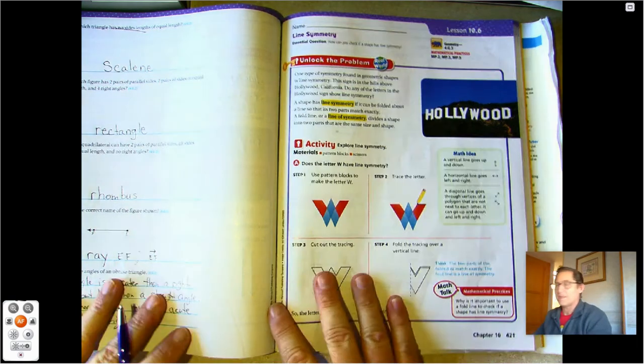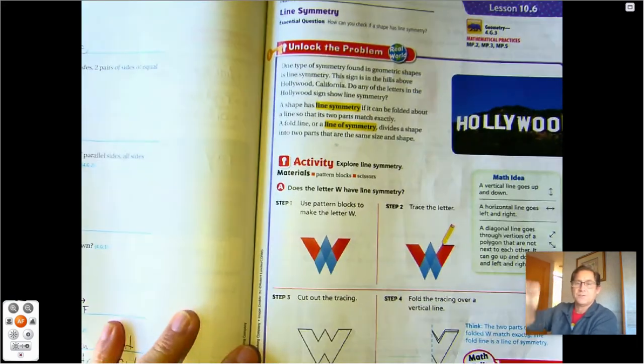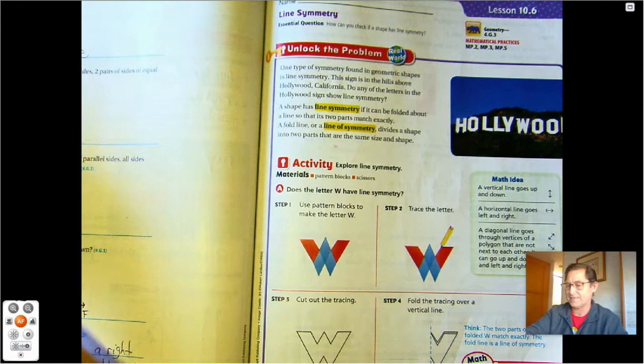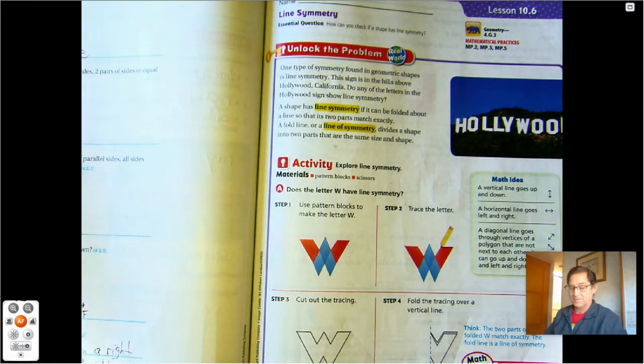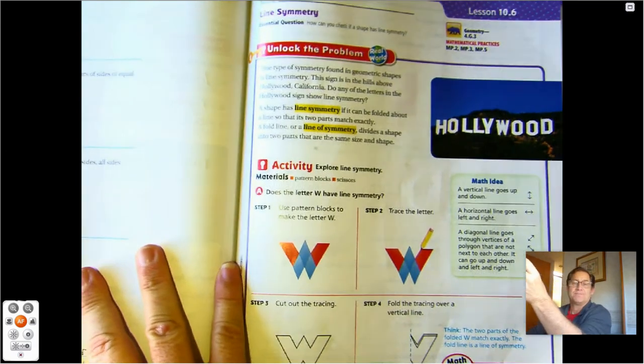Hello everybody. So we're going to continue with chapter 10, lesson 10.6, line symmetry. And we're on page 421 of your textbook. Okay, all right, let's get started.